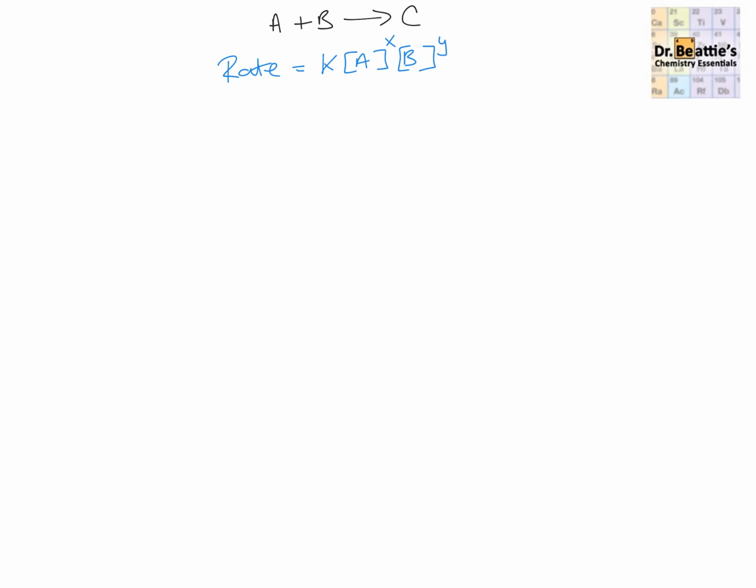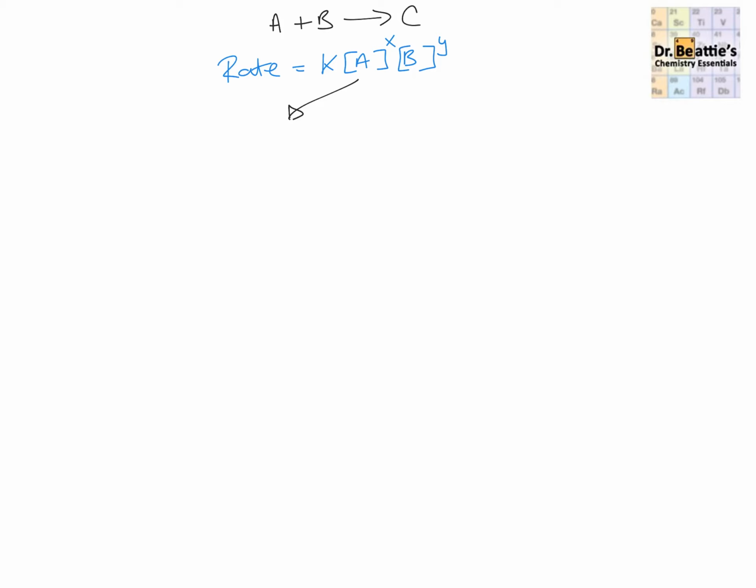So let's just look at our reaction A plus B going to C. Our two reactants are here, and they therefore could appear in the rate equation. The rate equation can only ever show the reactants in there. You never include the products in the rate equation. Let's just focus in on the reactant A.